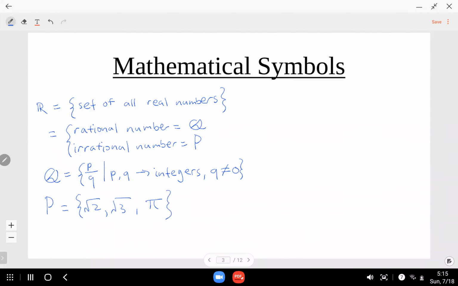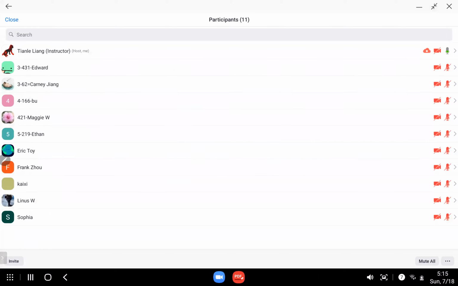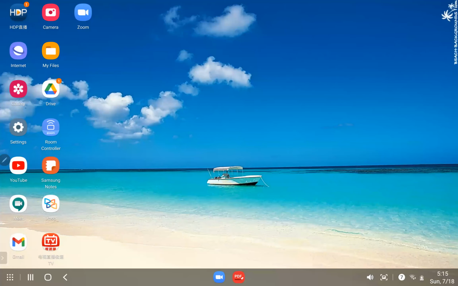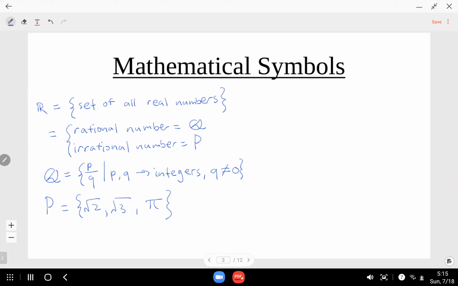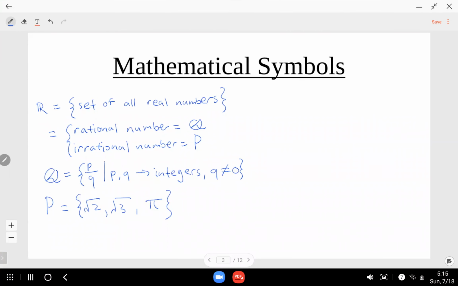Does anybody have any questions on these mathematical symbols? Are there any questions? No questions, hopefully. Hopefully you're taking notes or something like that. Is everybody taking notes? No? This is sad.